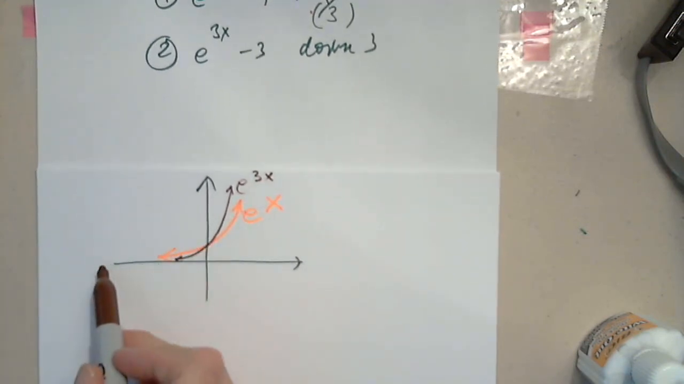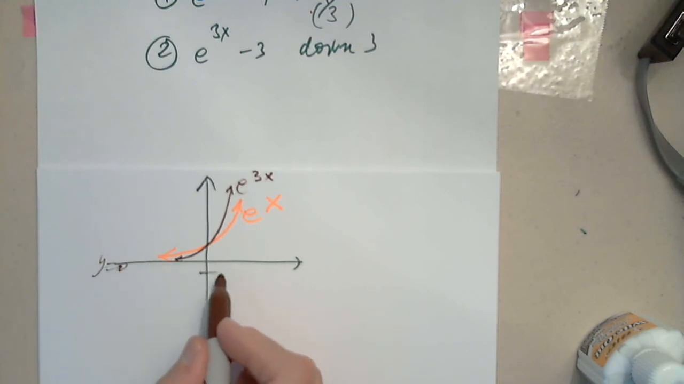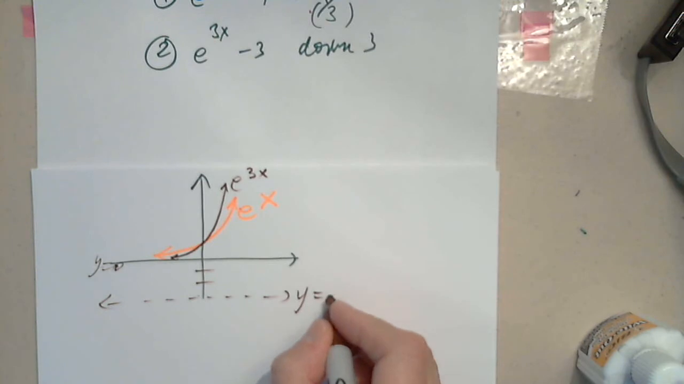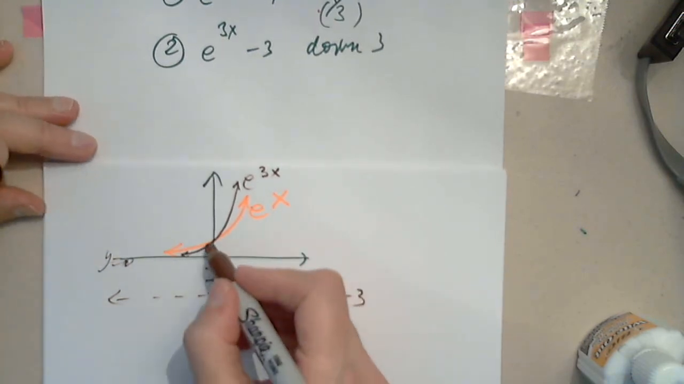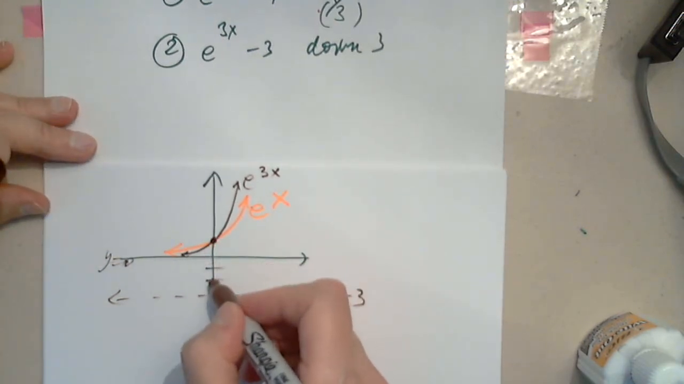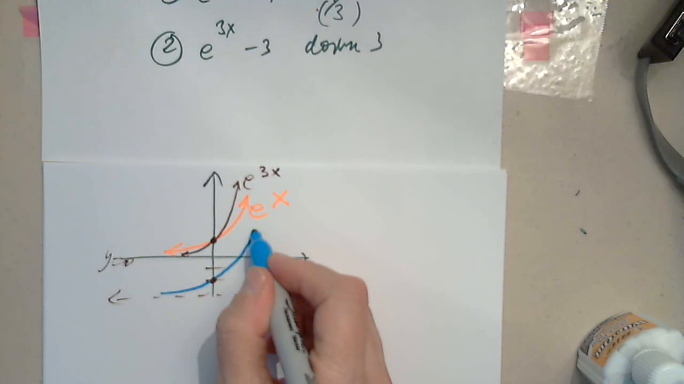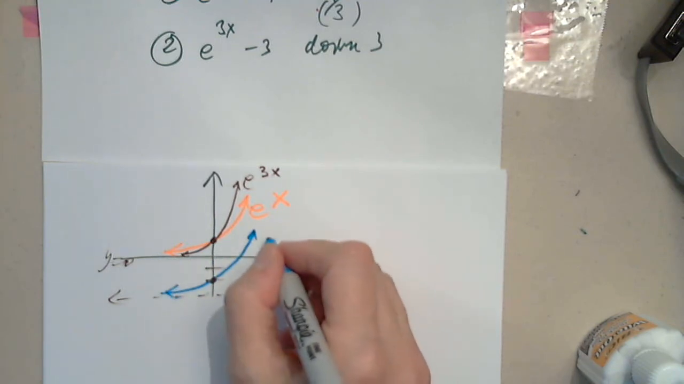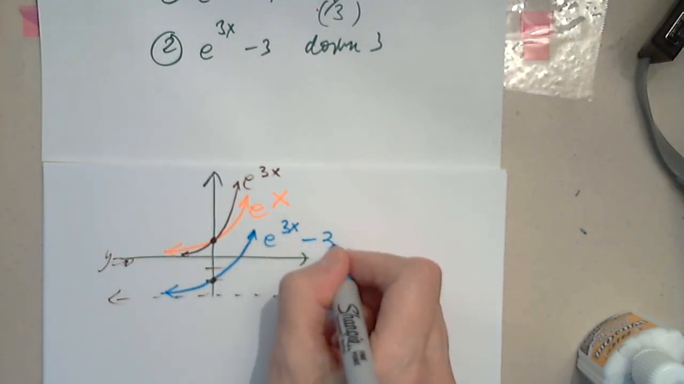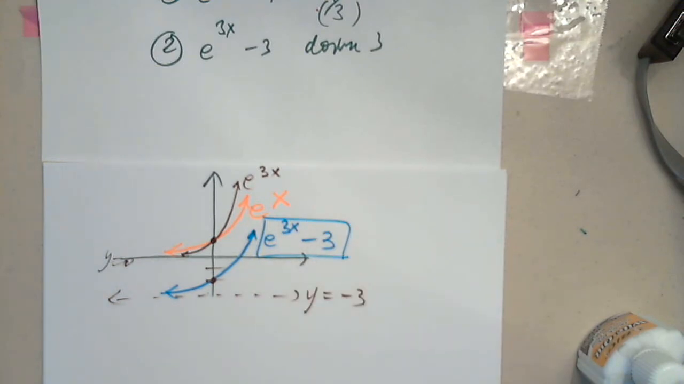And now when I bring it down, because remember this is a horizontal asymptote y equals 0, I have to draw y equals -3 first. And then my marker, my reference point goes here. 3 down. And then I graph. So this is e to 3x minus 3. Perfect example. Very nice.